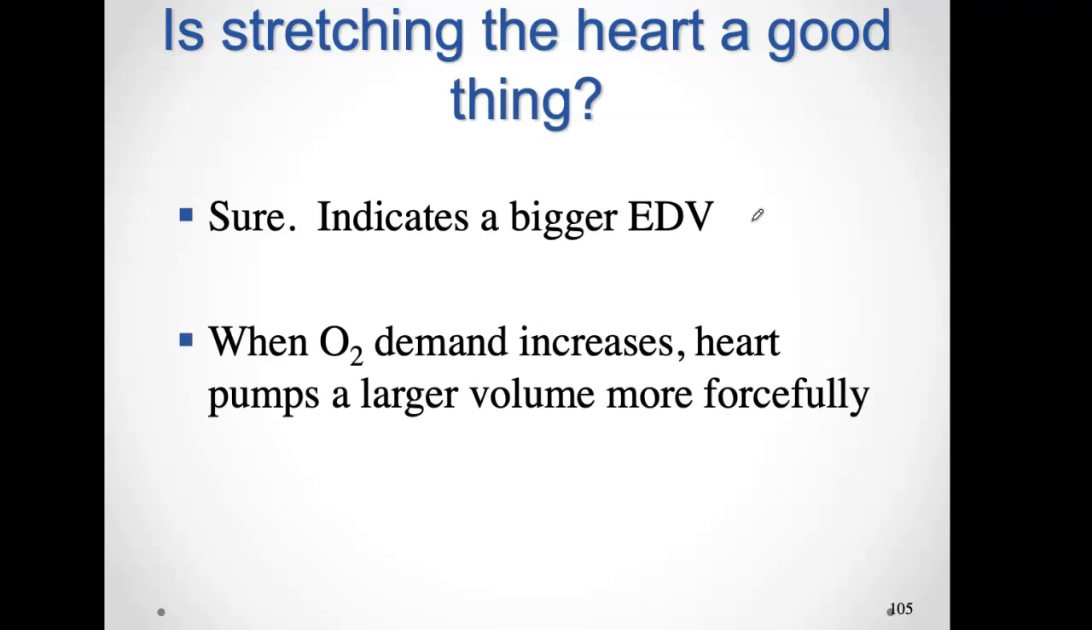Why do you need to move more blood? Well, because the oxygen demand has increased. You went out on the track, and if you're out on the track, you need more oxygen, and therefore you're going to pump a larger volume more forcefully.